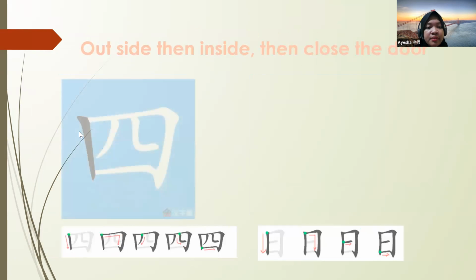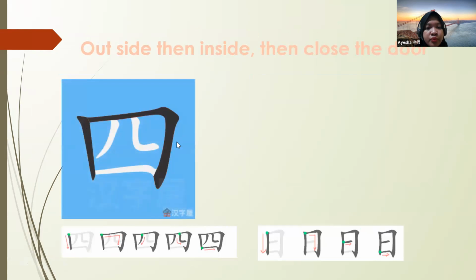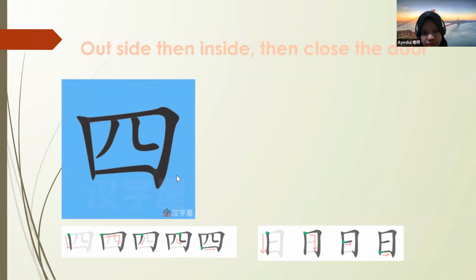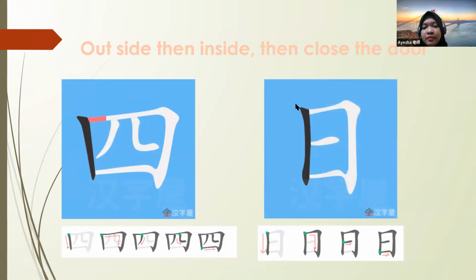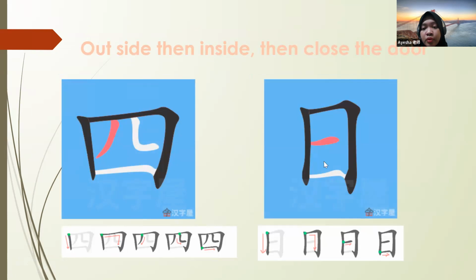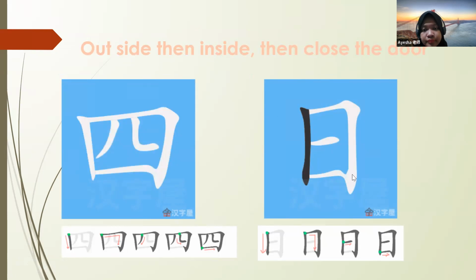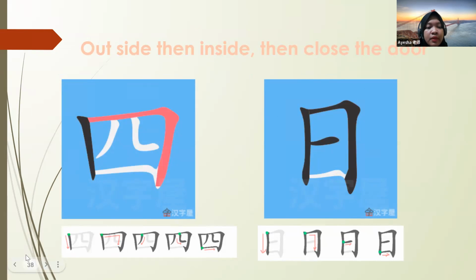Okay, so outside and inside, meaning I do the wall, the roof, and the wall. Then I complete what's inside. Then I close the door. Same thing: the wall, the roof, and the wall, and then what's inside. Then I close the door. Okay? All right.